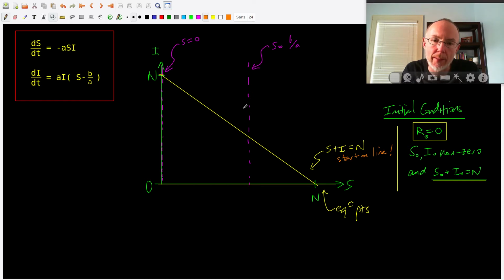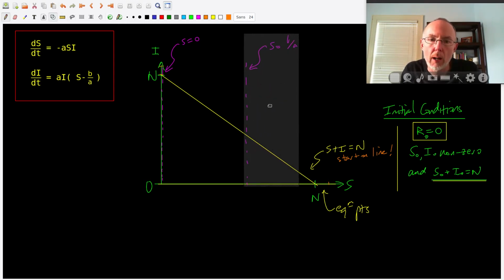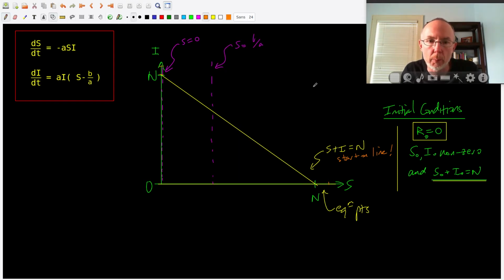And if I get above that line, then the sum is bigger than n. If I'm out here, then I've got more than n susceptible. If I'm over here, I've got more than n infected people. So my trajectories are going to live on that line. And just for completeness, to make this nicer, I'm going to move that a little so I can get a better view. All right, so this is our special value of s. This is the value b over a.